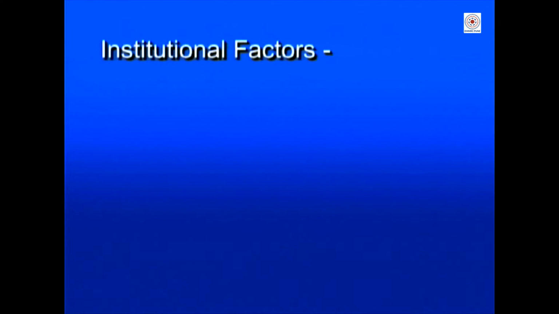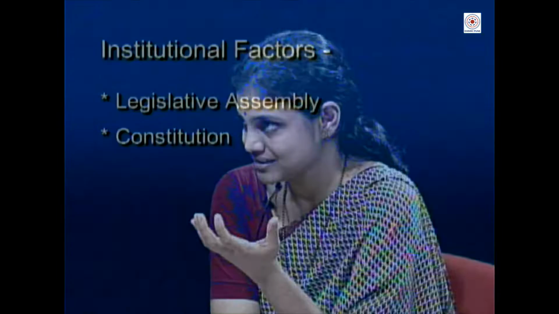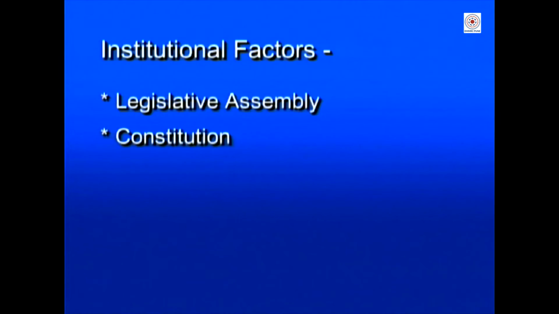There must be a legislative assembly to reflect the aspirations of the people. There must be a constitution, and if it is a written constitution, all the better, so that in black and white people know what their rights and duties are, and the government knows its area of functioning. So a constitution is essential. Freedom of the press again happens to be an institutional factor.